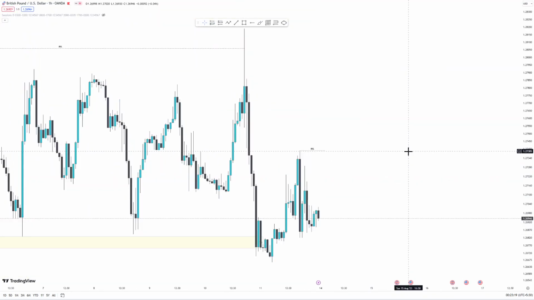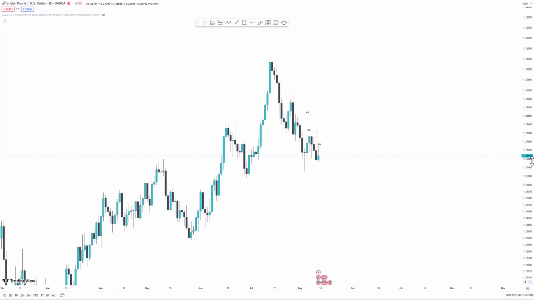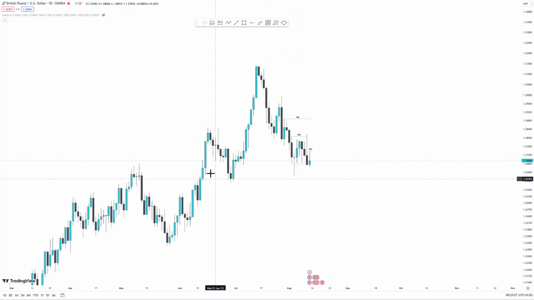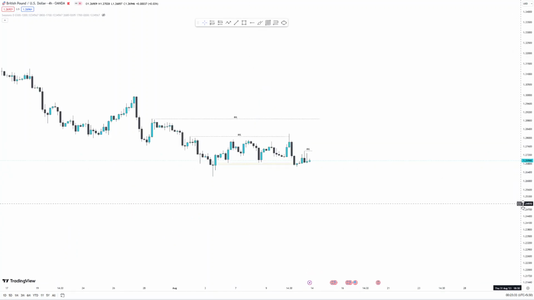Let me shift to GBP USD. Let's go to the 1 day time frame. Same as Euro, it is in a daily demand zone. Let's shift to 4 hour.